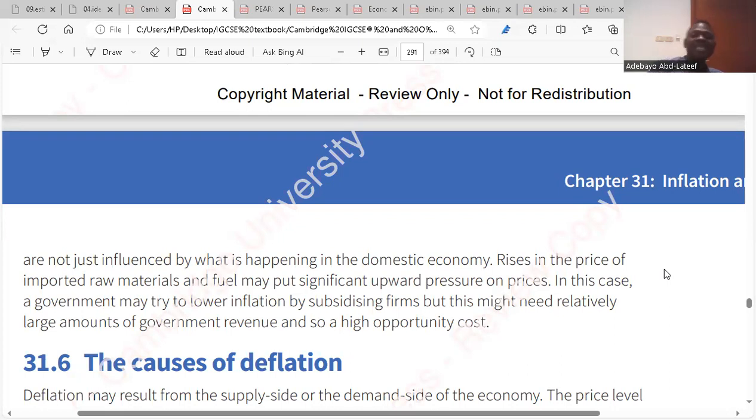So rises in the price of imported raw materials and fuel may put significant upward pressure on prices. In this case, the government may try to lower inflation by subsidizing firms, but this might need relatively large amounts of government revenue and so a high opportunity cost.